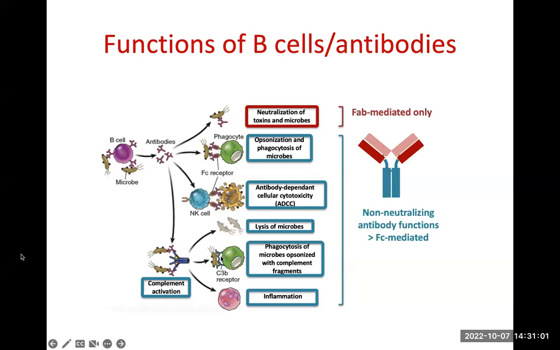Then antibodies can also coat the target pathogen and make it easier for it to be targeted by other factors such as complement proteins. That will enable the lysis of those pathogens, and it can also mediate inflammation, which is required. So all these functions are mediated by different components of an antibody.